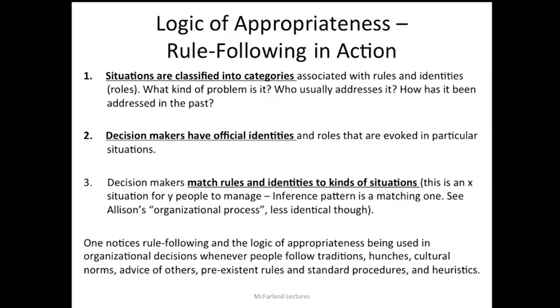And this is akin to the inference pattern of matching that Graham Allison talks about. It's like the organizational process model that you will see in those readings, but it's not identical, of course. So one notices rule following and the logic of appropriateness being used in organizational decisions whenever people follow traditions, hunches, cultural norms, advice of others, pre-existing rules and standard operating procedures or heuristics. They're everywhere, and they're clearly a second class of decision making that's no less intentional but less concerned with the consequences than with matching rules and identities to a situation.